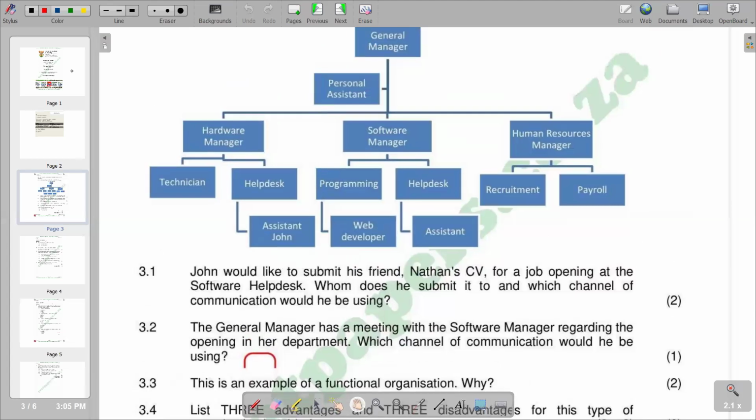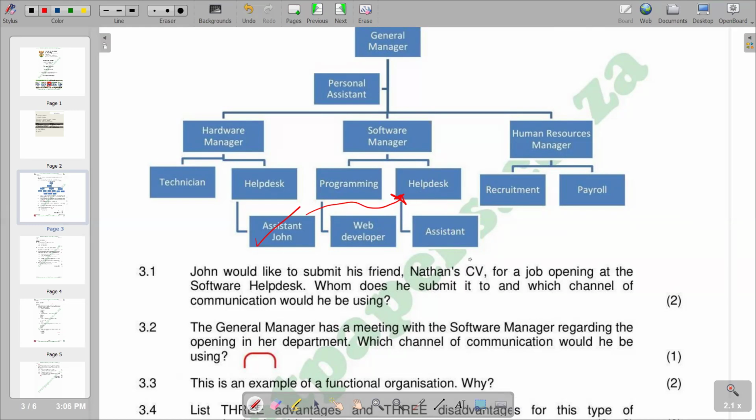If you look at our organogram, John is an assistant here, and John has to submit to the help desk. The software help desk is here. This is the software manager, so we've got the help desk here. The question is asking us to whom does he submit it? Obviously, we know that all CVs should be directed to the human resources manager.